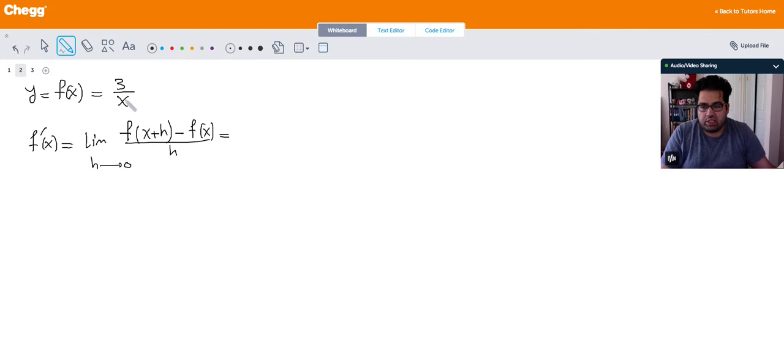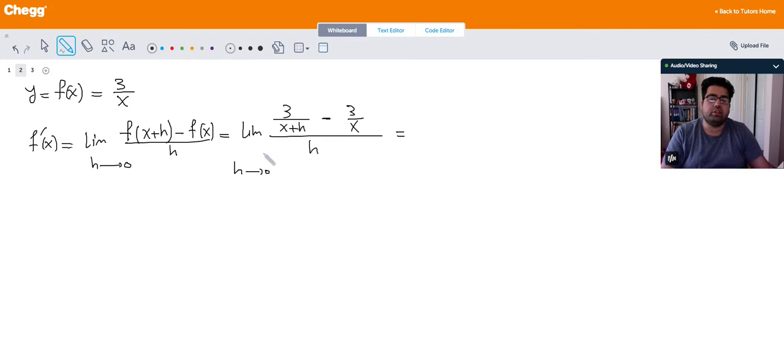So I need to change all the x values to x plus h for the first part. So it's the limit of 3 over x plus h, minus, for f of x I just copy down the 3 over x, and then over h as h goes to 0. Okay. As you see, I need to combine these two fractions together and simplify the whole thing in order to take the limit. The common denominator between x plus h and x is the multiplication of them. So I multiply top and bottom of the first one by x and the top and bottom of the second one by x plus h, like this.